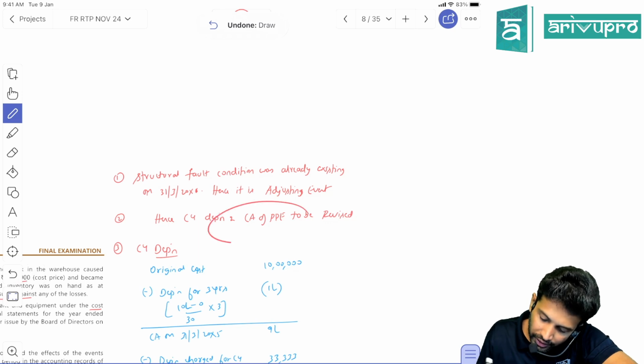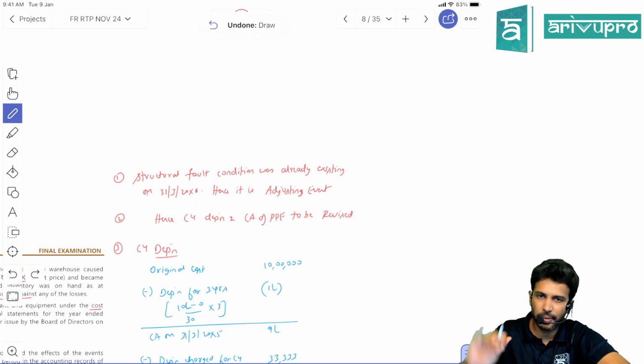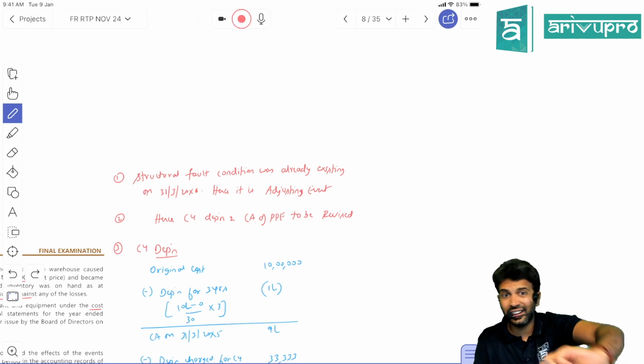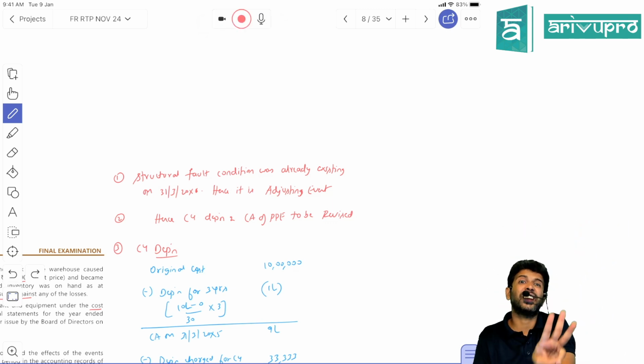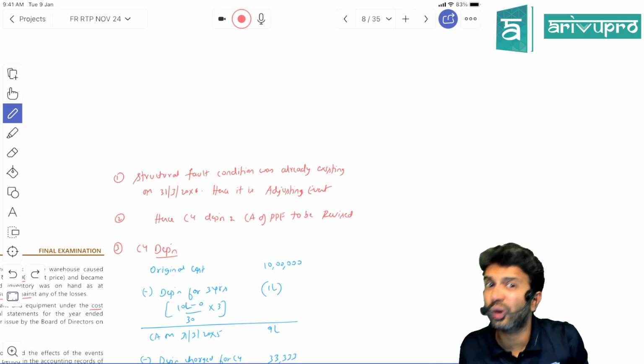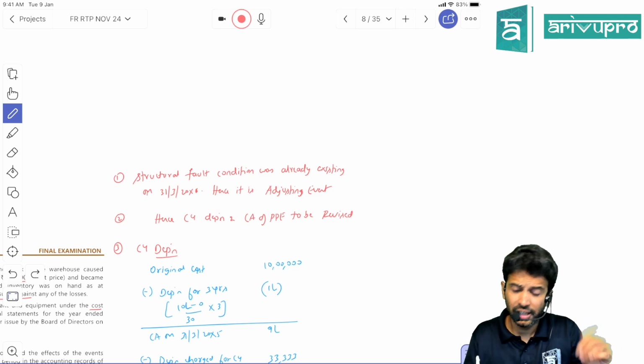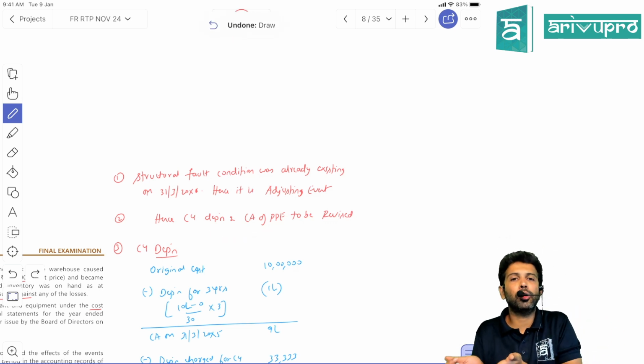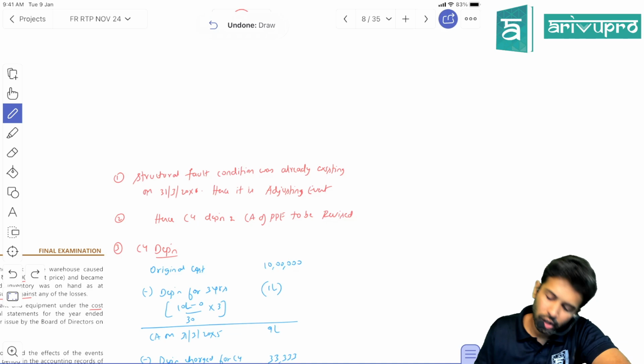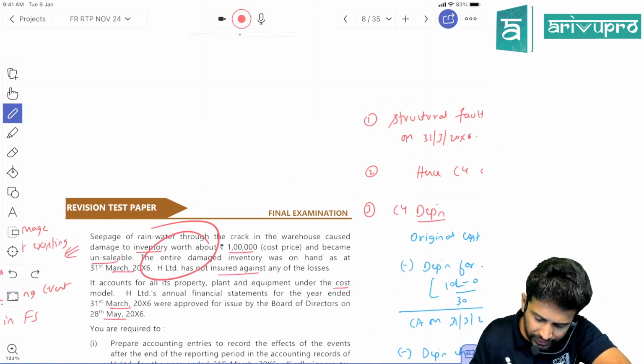Hence the current year's depreciation and the carrying amount of PPE you need to adjust, because they have calculated depreciation by keeping the total life as 30. Now the life has been revised to 20. If life changes, obviously the depreciation will change. If depreciation changes, the carrying amount of PPE will also change. Hence we need to rework. How to calculate this part? I will read it later on.